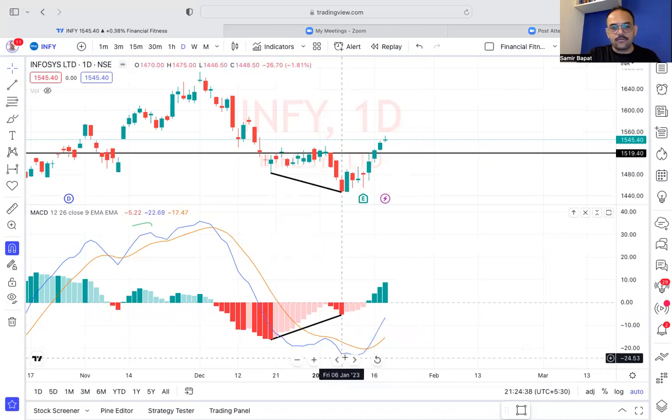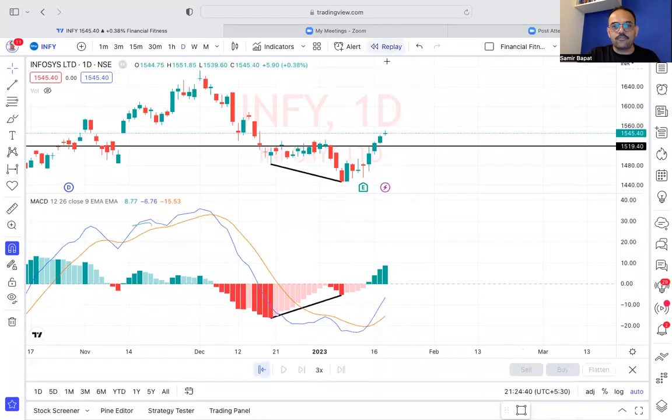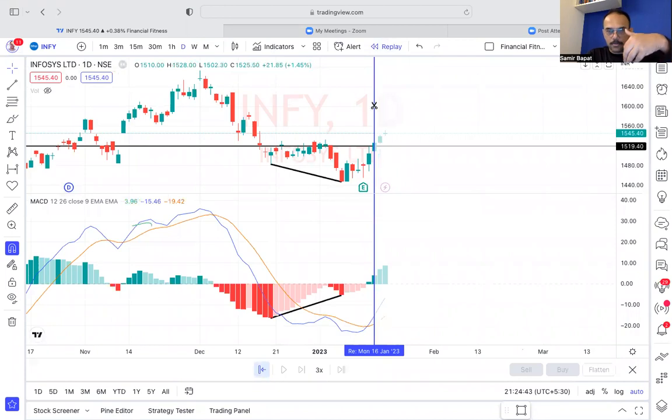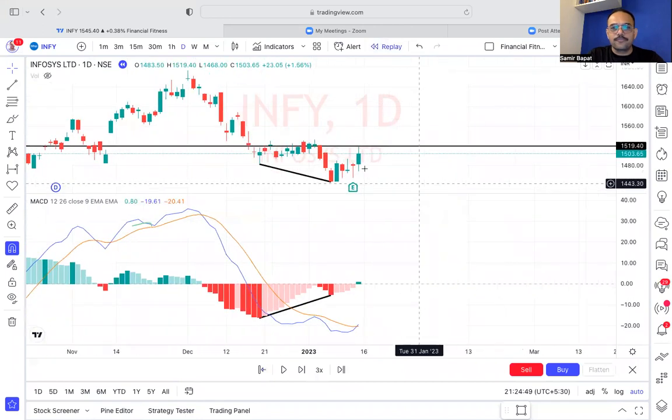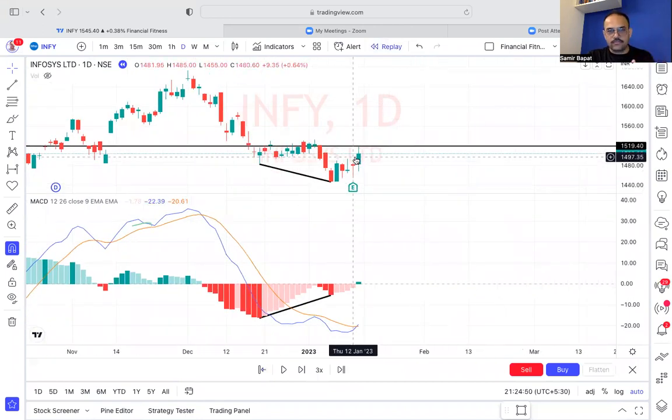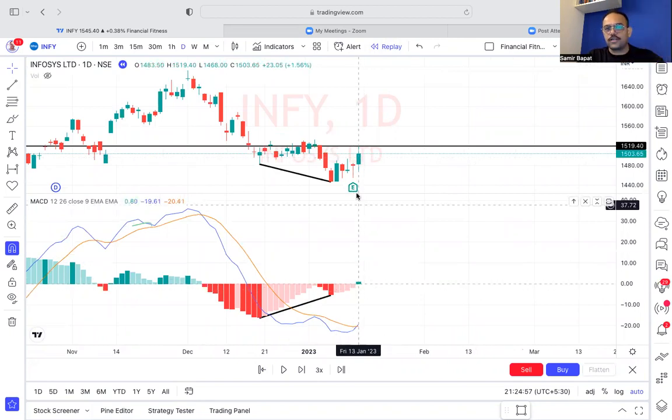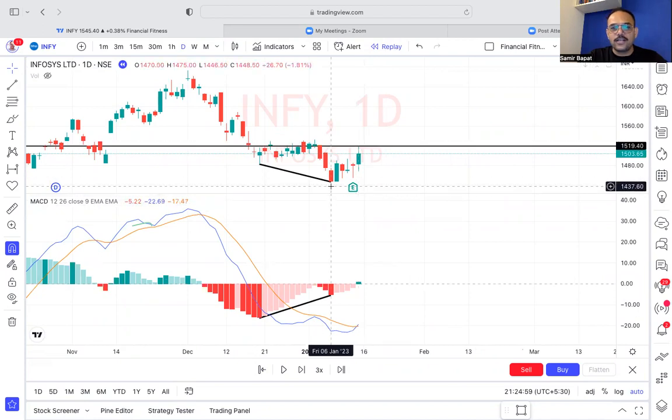Okay, now see, if you want to go with the crossing above the zero line or almost zero, this is also you can take. See here, 12th of Jan, 13th of Jan, Friday, it crossed above the histogram. This has gone to positive. You can take a high of this, take a low.